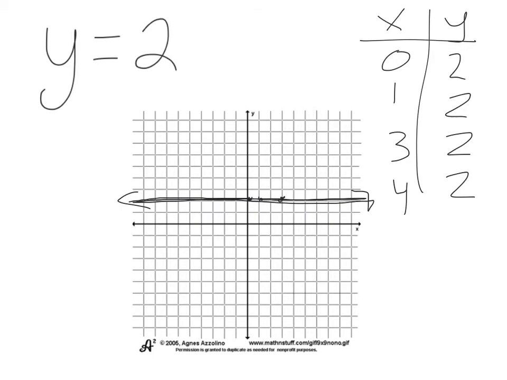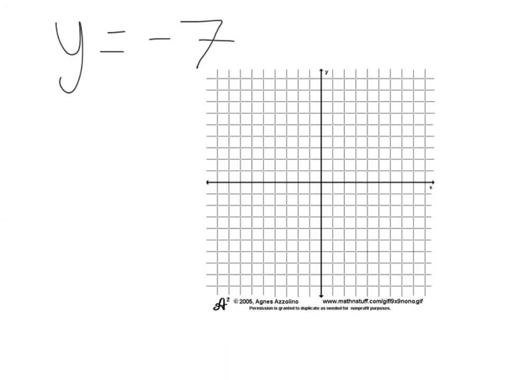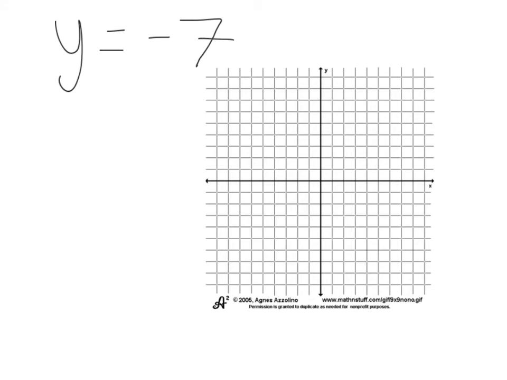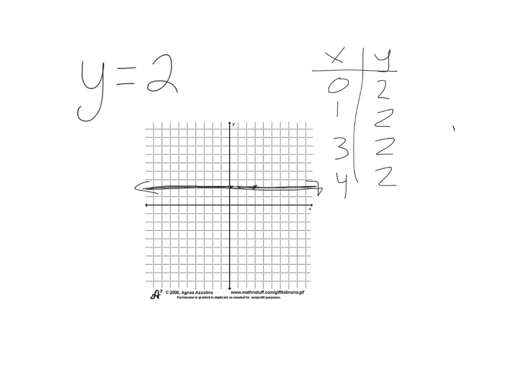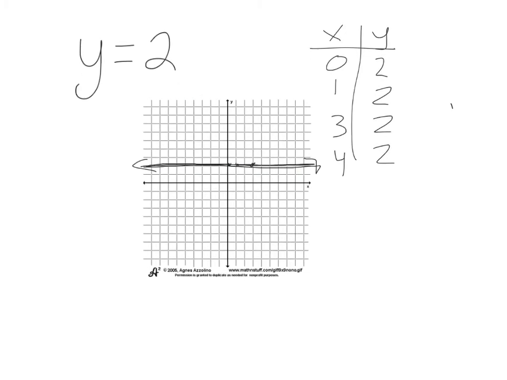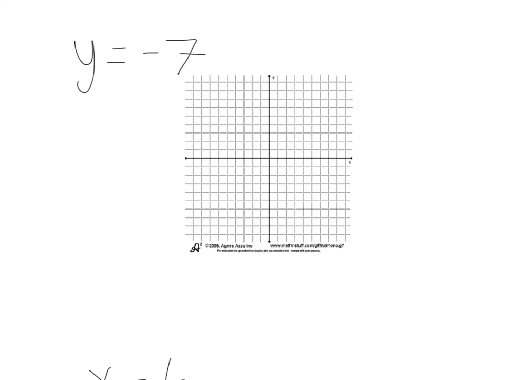Let's try another one. Y equals -7. Well, if I think about this, I can make another table like I did up here, and all of these values this time would be -7. Or I can see, let me take a look. This line was horizontal at a +2. That means that when I have y equals -7, it's also going to be a horizontal line, but this time it's going to be down at -7. 1, 2, 3, 4, 5, 6, 7. So that's where I'm going to draw my line.